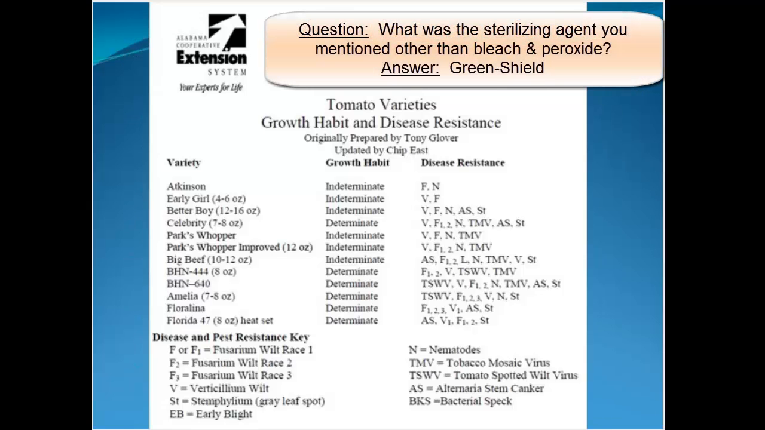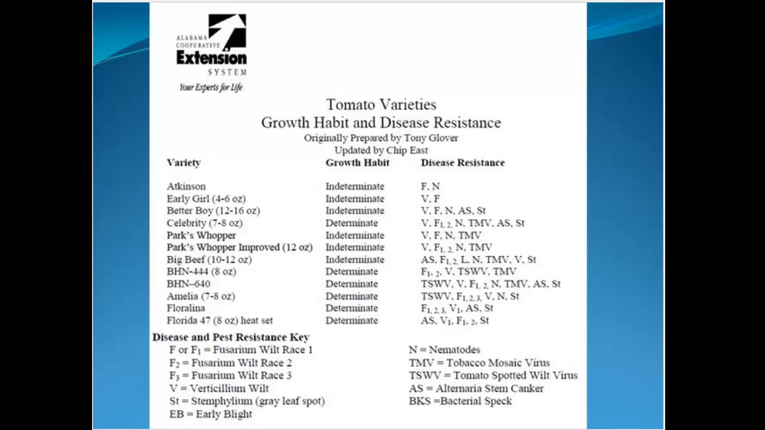Jeff, you want to catch that question there? What was the other sterilizing agent? You said bleach, peroxide, and what? There's a product called Green Shield that's commonly used in the greenhouse industry and swine industry both, but it's a sterilizing agent that can be bought from greenhouse supply companies, and it's mixed with water, very similar to what you would do with hydrogen peroxide or bleach. There are mixing directions on the label, and it does a nice job of disinfecting tools and equipment and clothing and those kinds of things. Thank you.